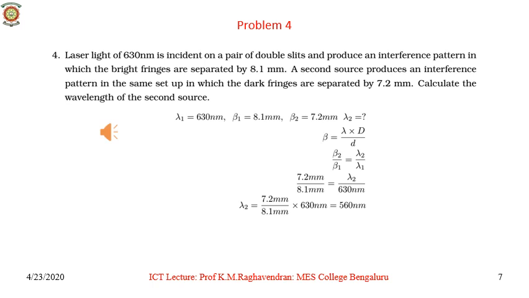The next step is very straightforward. We can substitute directly for beta 2 and beta 1. Note that I have substituted in the same unit, namely millimeter. There is no need to convert into meter because the conversion factor 10 to the power of minus 3 will cancel anyway. On the right hand side, I have lambda 2 divided by 630 nanometer. So solving for lambda 2, we obtain the answer as 560 nanometer.